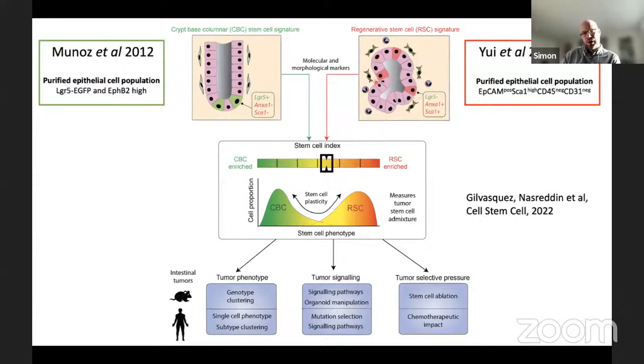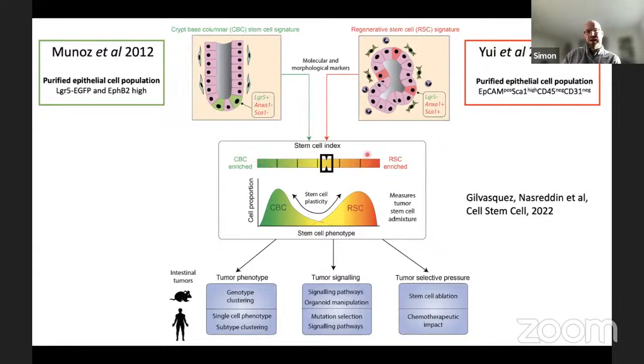But then we also took a signature from Yui et al., Kim Jensen's lab, to look for these regenerative stem cells. Here they're going to be highlighted in red from now on. These cells are LGR5 negative, Nexin-1 positive, and SCAR1 positive. We took these two signatures and did gene set variation analysis to lay these phenotypes across a spectrum, with a red regenerative stem cell enriched side on the right and a green crypt-based columnar enriched side on the left.